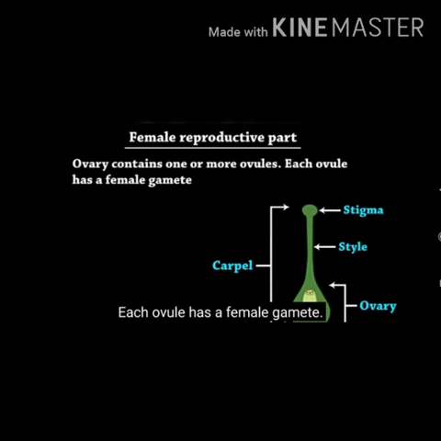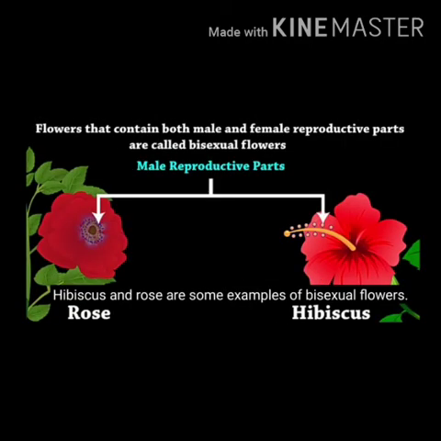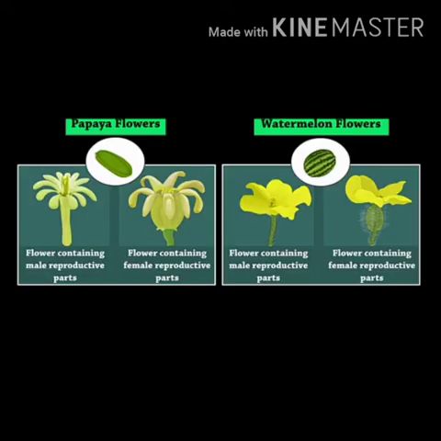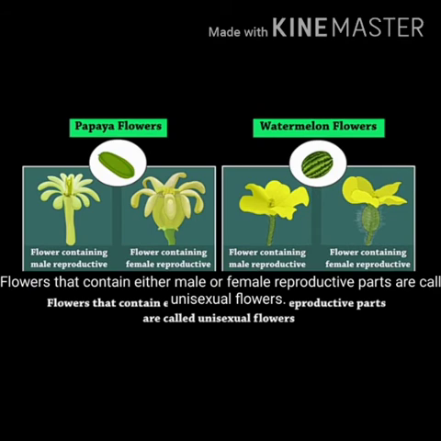Now there are two types of flower, called bisexual flower and unisexual flower. Flowers that contain both male and female reproductive parts are called bisexual flowers. Examples are rose and hibiscus. Now flowers like papaya and watermelon contain either the male part or the female reproductive part, and they are called unisexual flowers. So flowers that contain either male or female reproductive parts are called unisexual flowers.